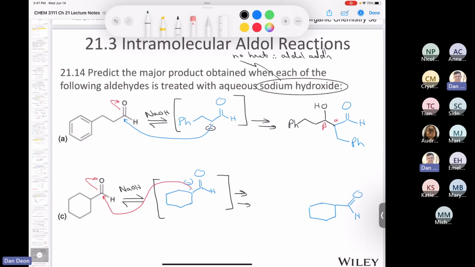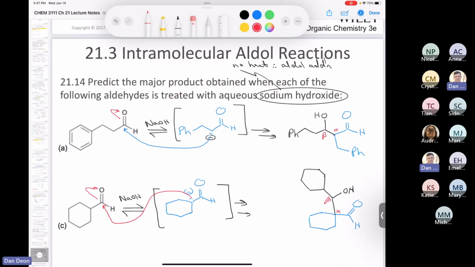Then we're going to have this carbon, which is going to have a hydroxyl attached to it. And it's also going to have a 6-membered ring like that. Okay, it's not the prettiest drawing in the world, but it's going to work. This is our alpha carbon. This is our beta carbon. So it's the product of aldol addition.